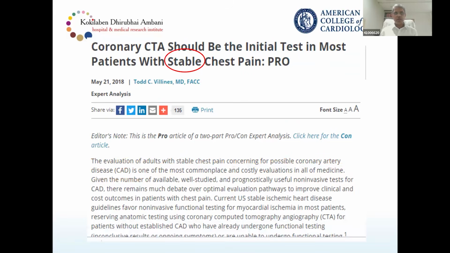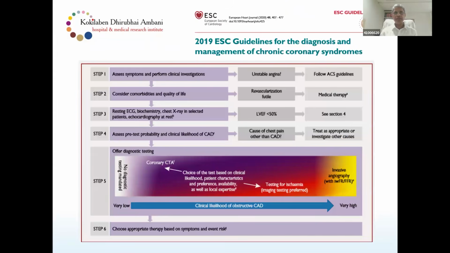This is the American College of Cardiology 2018 guidelines for stable chest pain, and they have also said that CT coronary angiography is the recommended test for such patients. So these are again the 2019 ESC guidelines in a graphic way, in which they have given a whole section for CT coronary angiography.